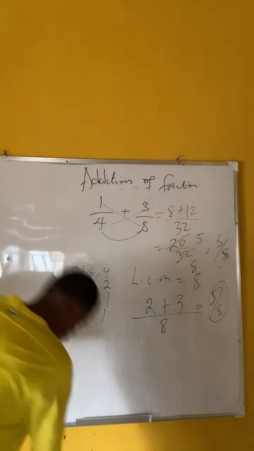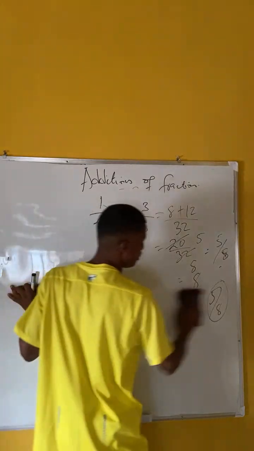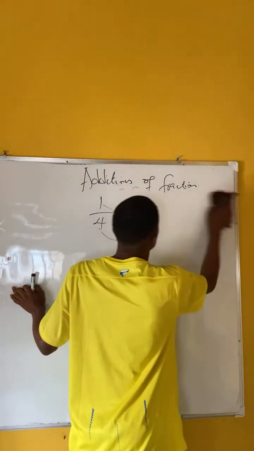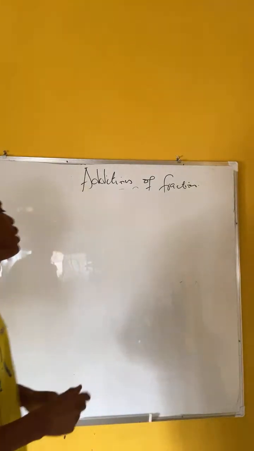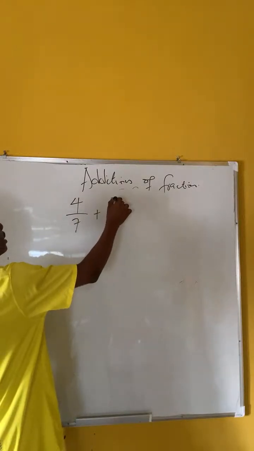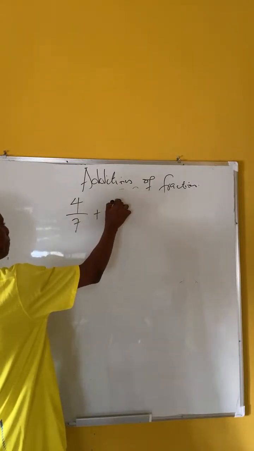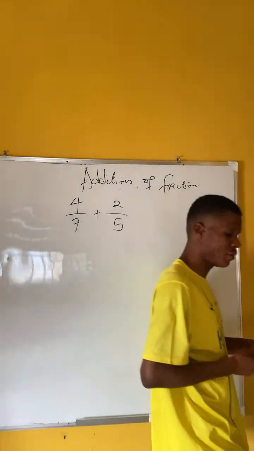So let's try another example. This is very easy to do. Okay, so let's look at 4 over 7 plus, let's say, 2 over 5. 4 over 7 plus 2 over 5.